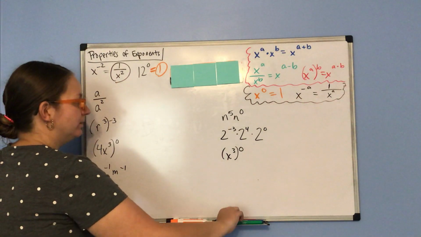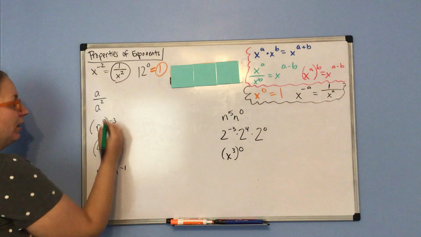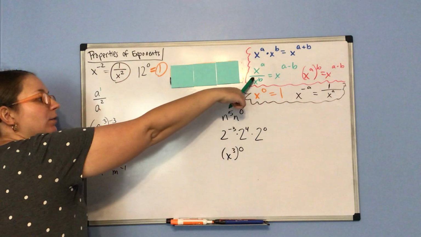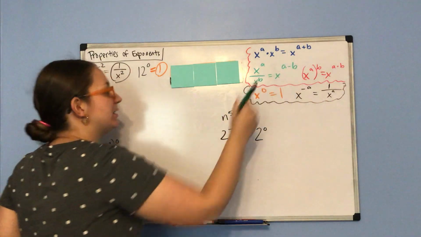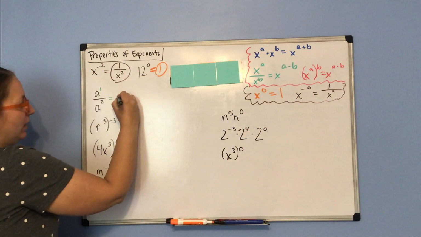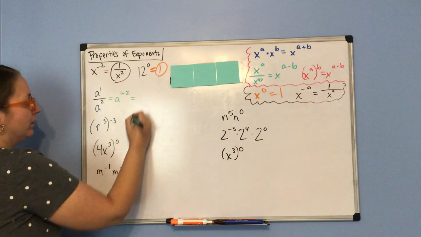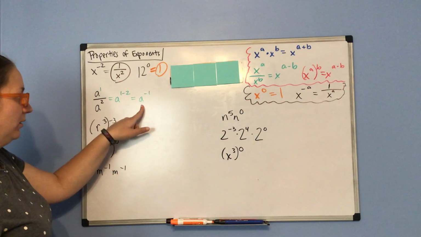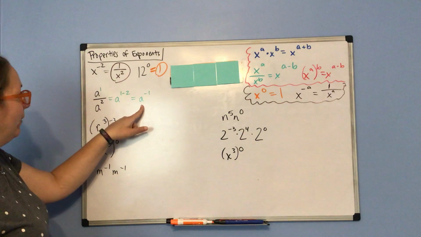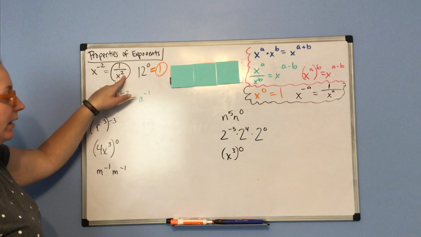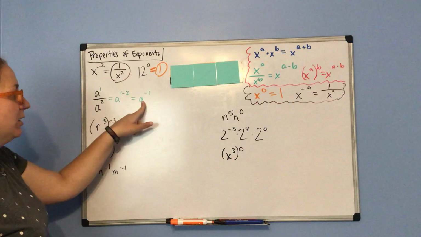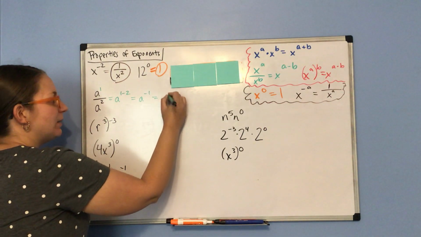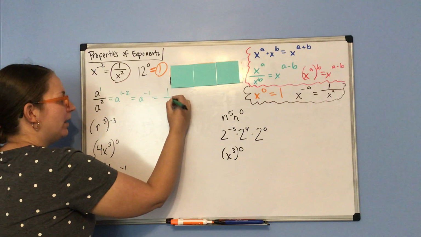So this next one, I have a divided by a squared. Remember when you don't see an exponent that's like a hidden 1? I know that when I see division, I need to subtract my exponents. So I'm thinking a to the 1 minus 2. 1 minus 2 is negative 1. And yesterday we would have stopped here. However, we need to rewrite that as a fraction. Negative exponents turn into fractions. So a to the negative 1 is the same as 1 over a to the positive 1.